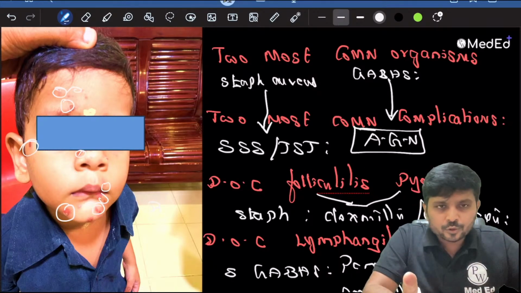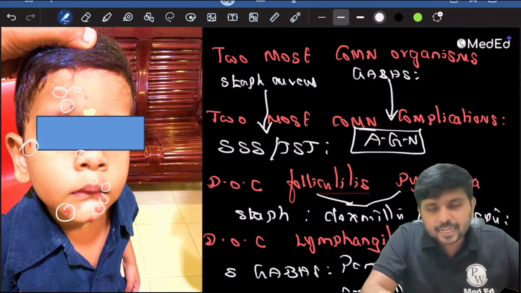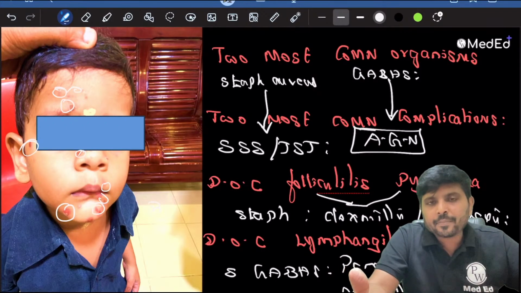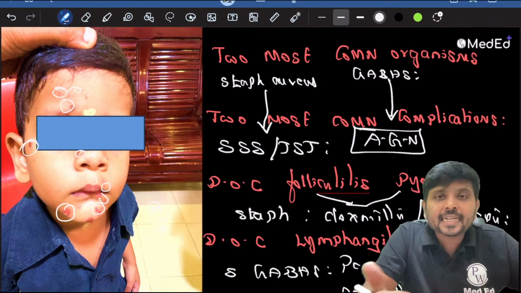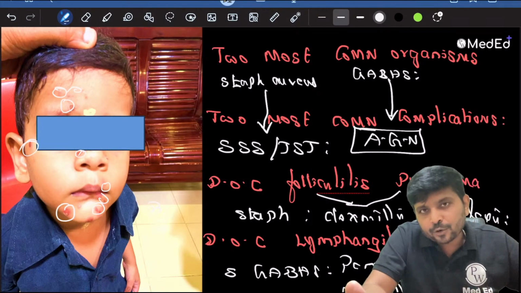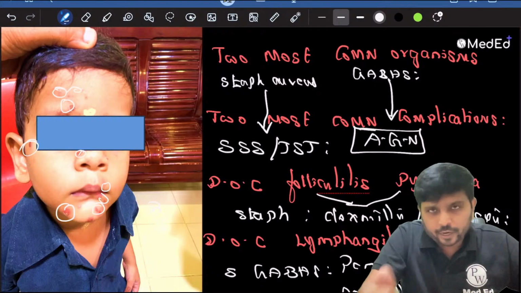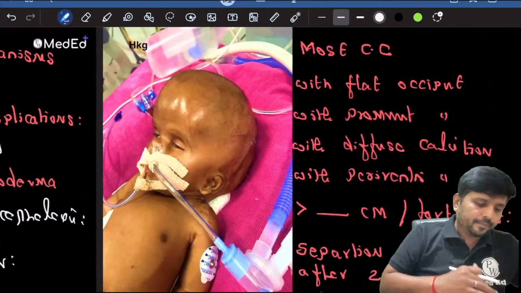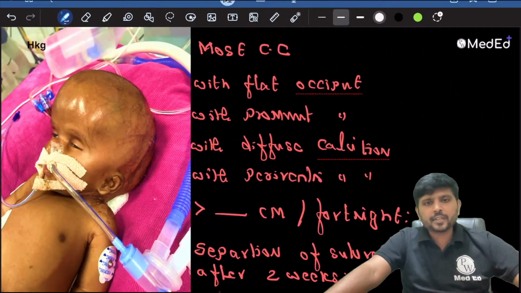For your entrance question, any lesion in or around the face can be either impetigo contagiosa, which is due to group A beta hemolytic streptococcus, or bullous impetigo, which is due to Staphylococcus aureus. Right? Skin.